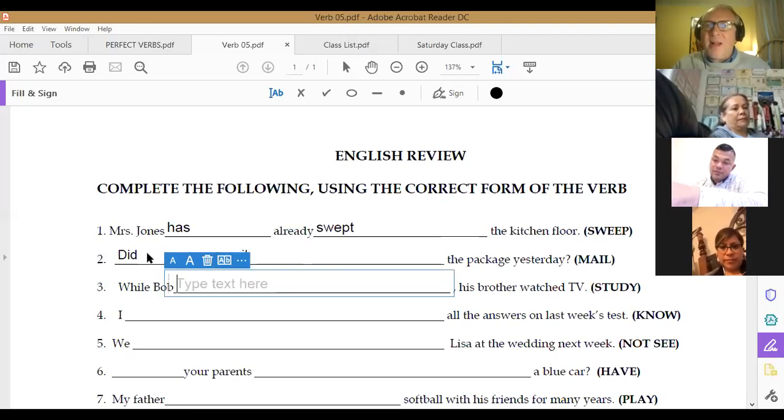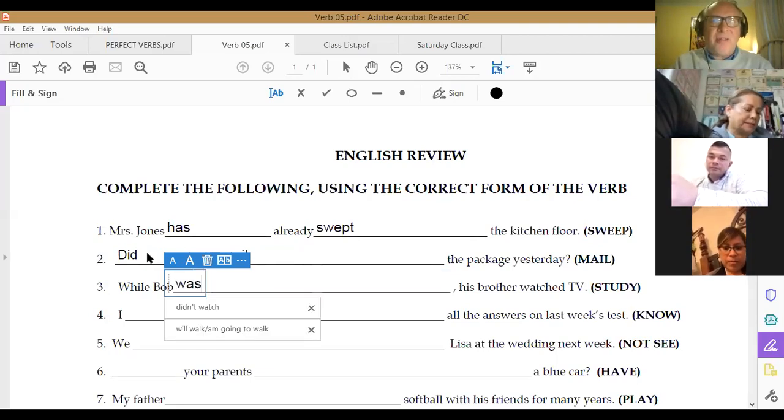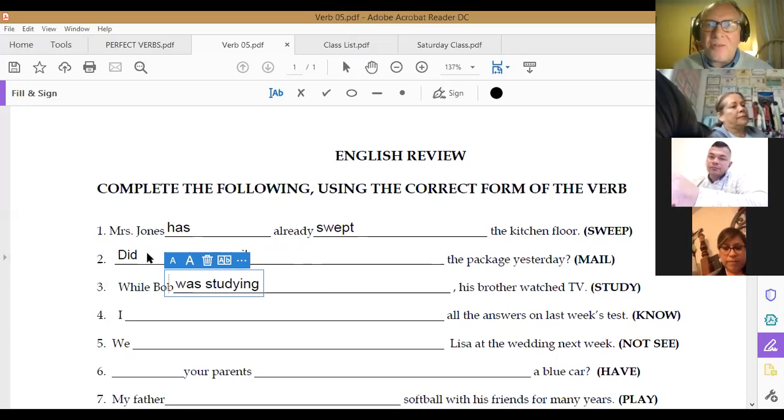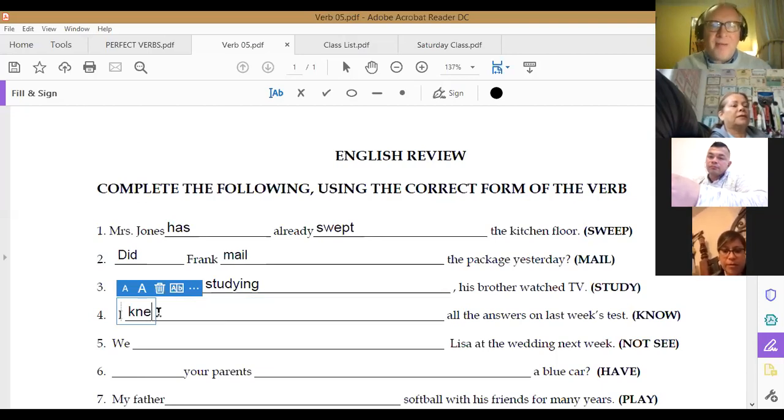All right. Now the next one has that word while. Remember, what do we do with while when we have a past tense? Was. Exactly. We want that past continuous. While Bob was studying, his brother watched TV. Past continuous with while. Okay, now the next one says last week's test, and the verb here is know. So the answer is going to be past tense irregular, exactly. Okay, and E-W, right? We changed the O to E for past tense. Perfect.